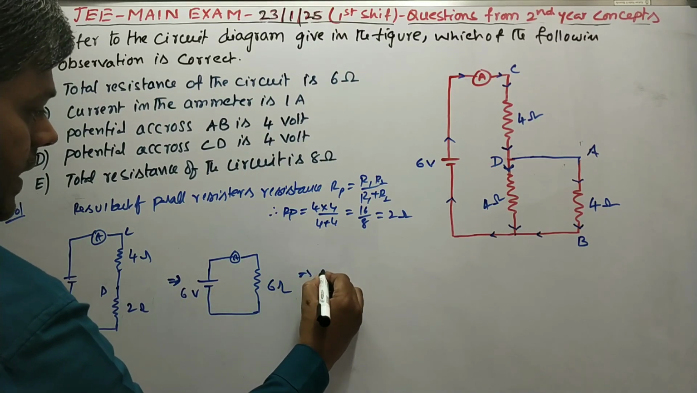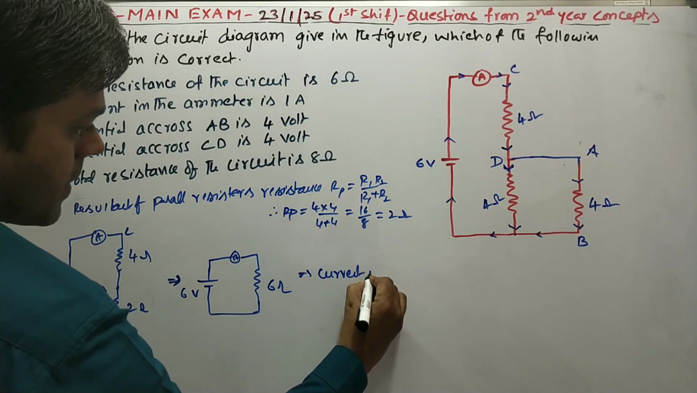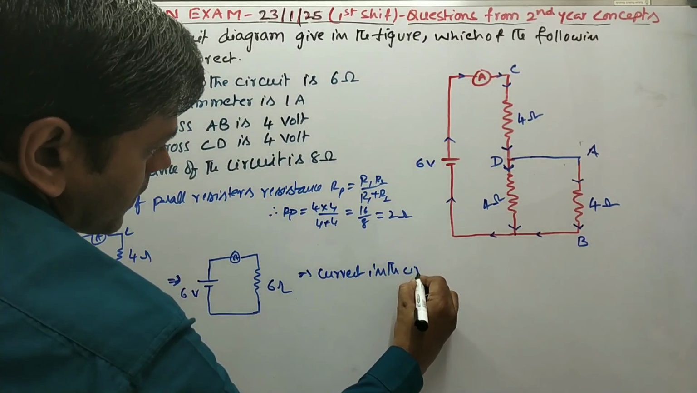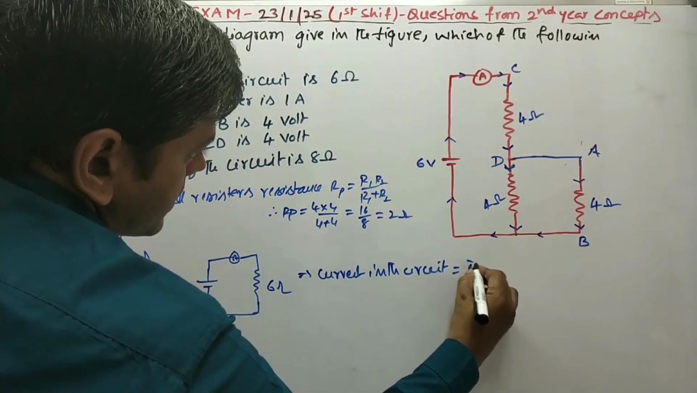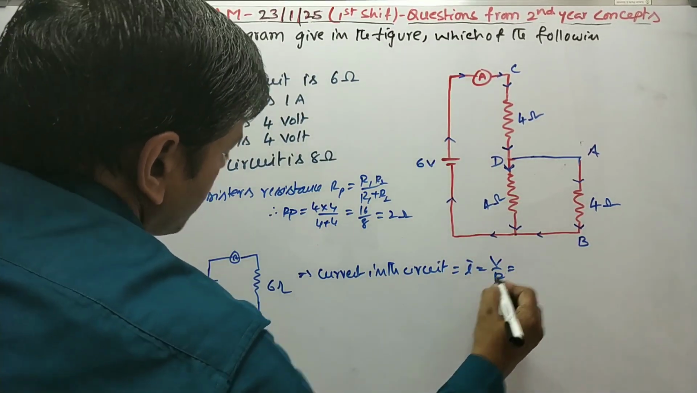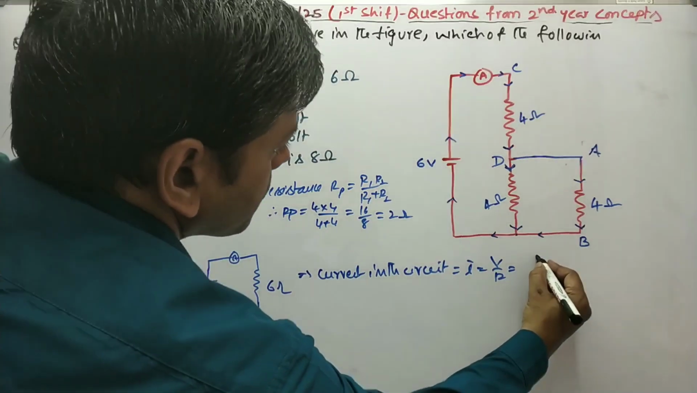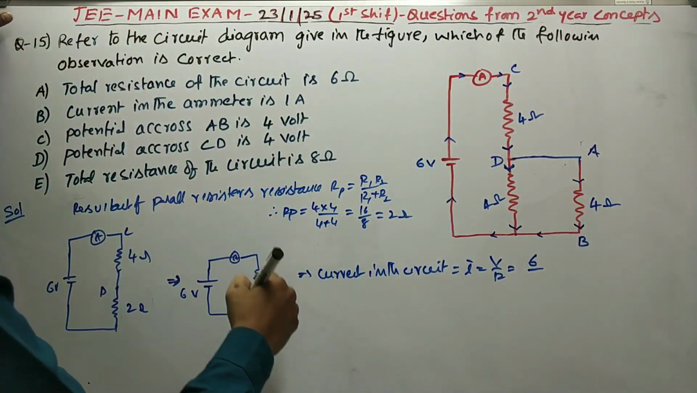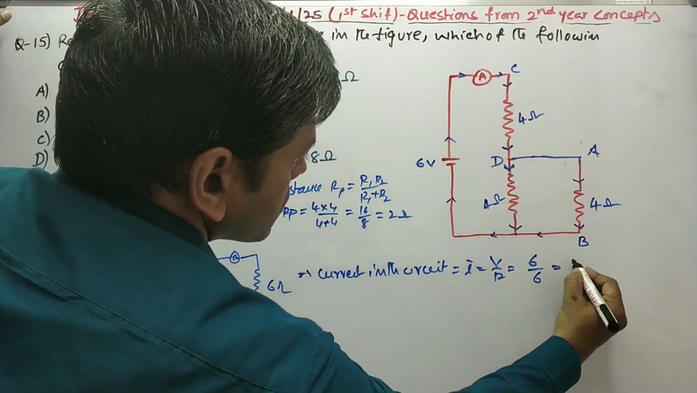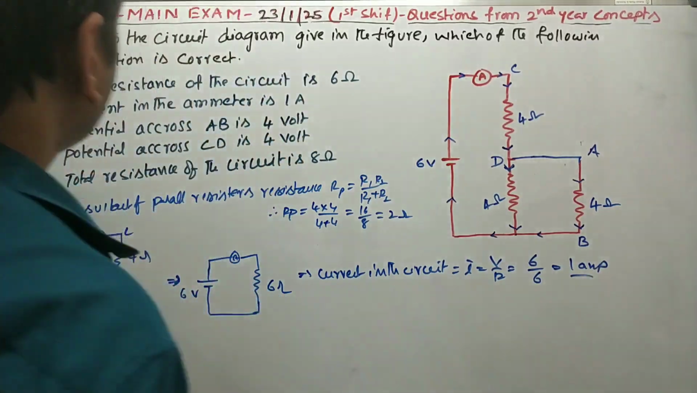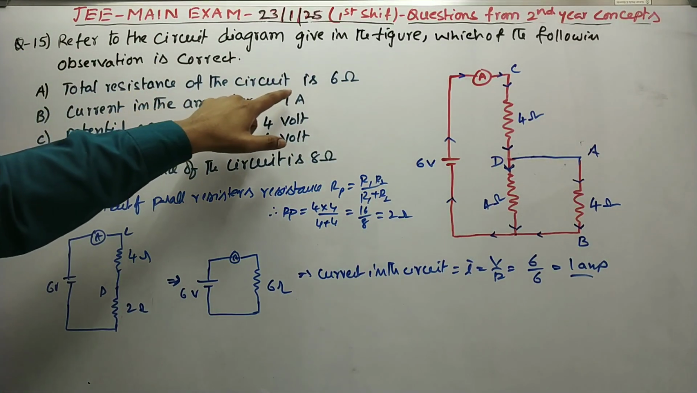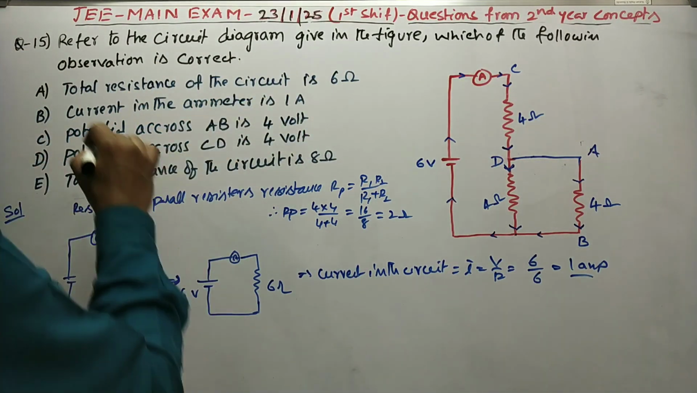Okay, therefore the current in the circuit, I, is equal to what? V by R. V is equal to 6 volt, divided by the resultant resistance in the entire circuit, which is equal to 6 ohm. So what is the current? 1 amp. So the total resistance of the circuit is 6. Yes, this is correct.